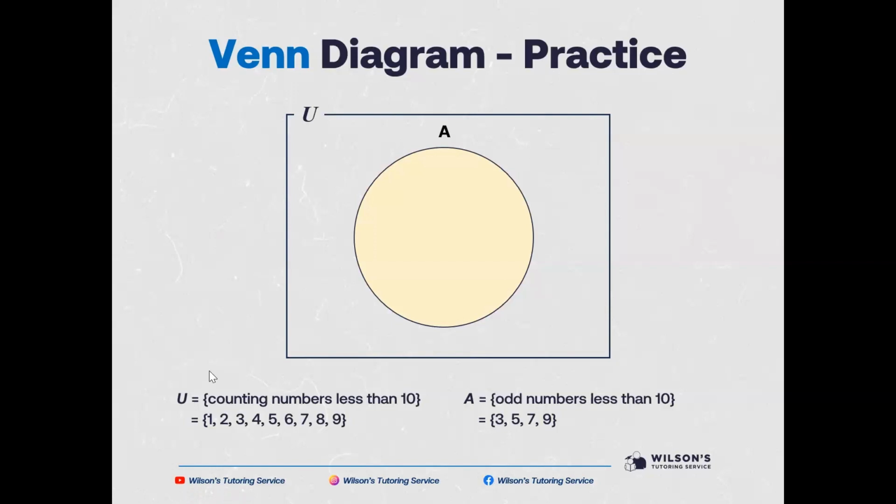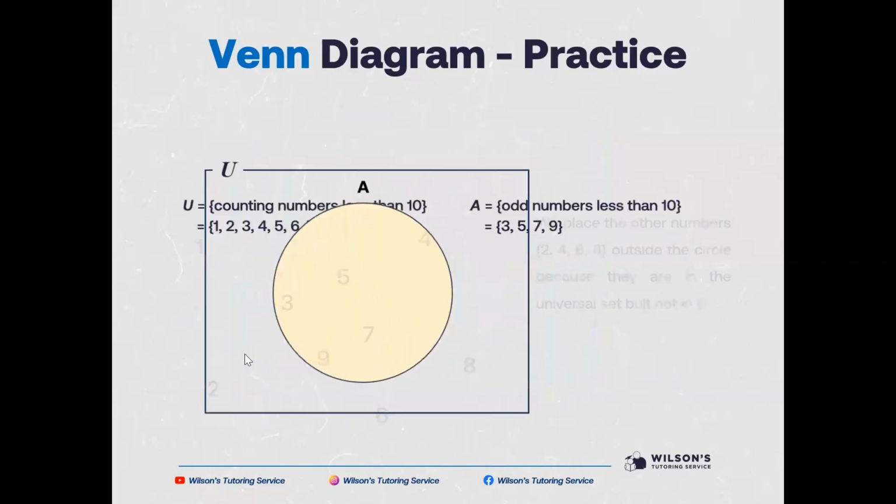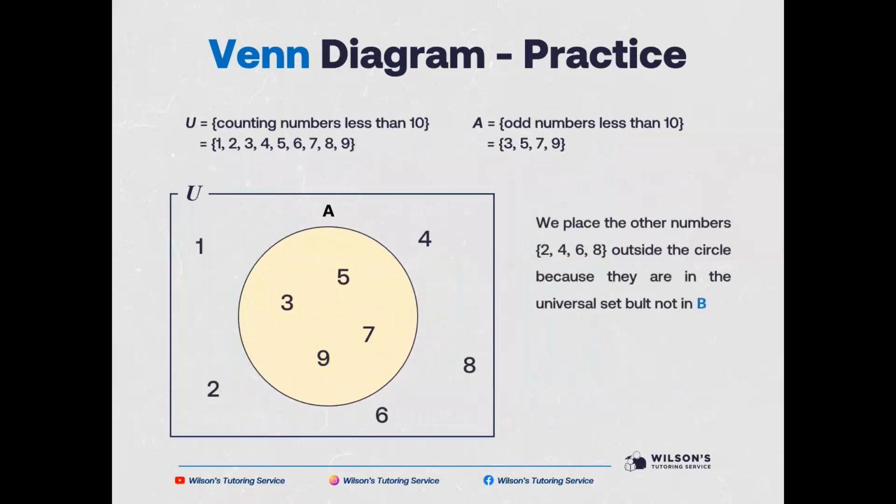All right, so let's see what we have here for the solution. So set A is made up of the elements 3, 5, 7, and 9. So we placed those in the circle in the Venn diagram, while 1, 2, 4, 6, and 8 are not a part of the set of odd numbers less than 10. So we place the other numbers outside the circle because they are in the universal set and not in set A.